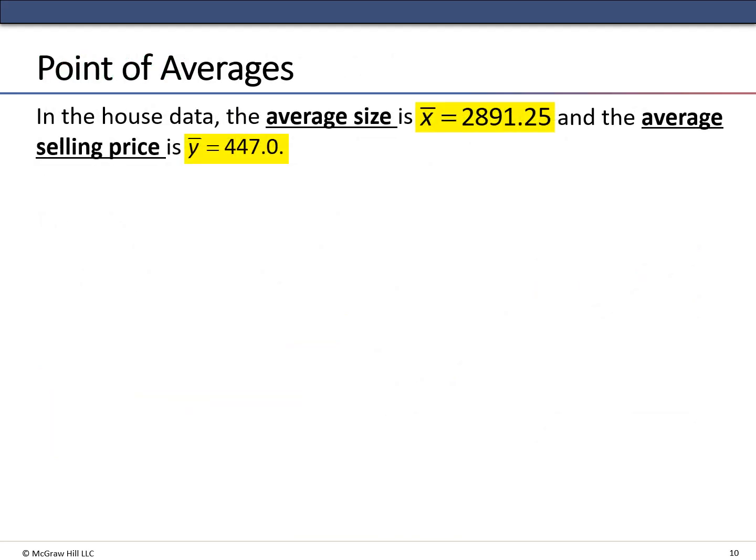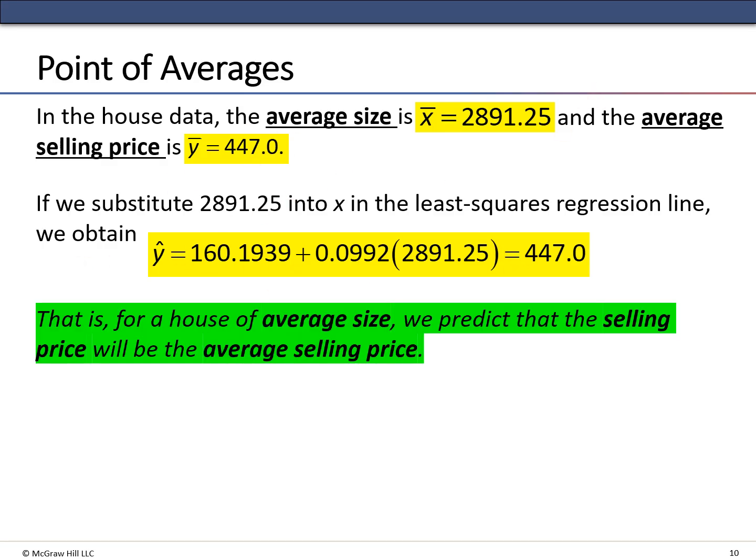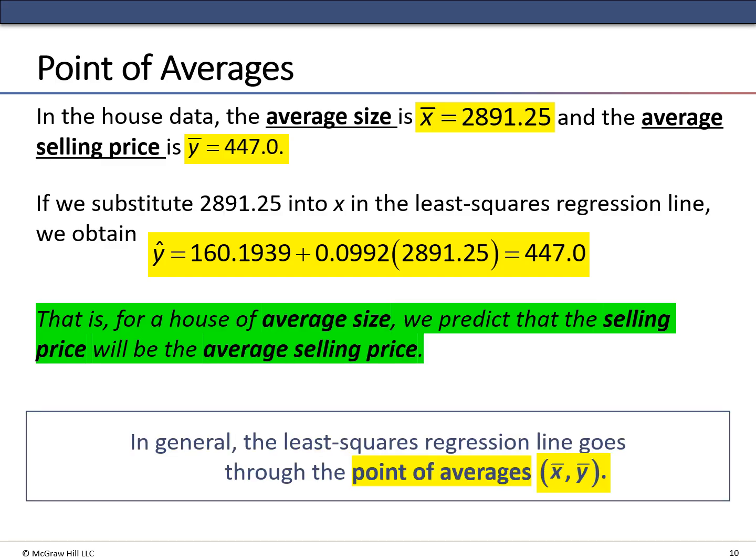In the house data, the average size is 2,891.25, and the average selling price is 447.0. Okay? If we substitute the average value into x, and calculate the y value, notice we get the average y value. It absolutely makes sense because we created this equation using those average values. That is, for a house of average size, we predict that the selling price will be the average selling price. I mean, that's kind of circular logic if you ask me.